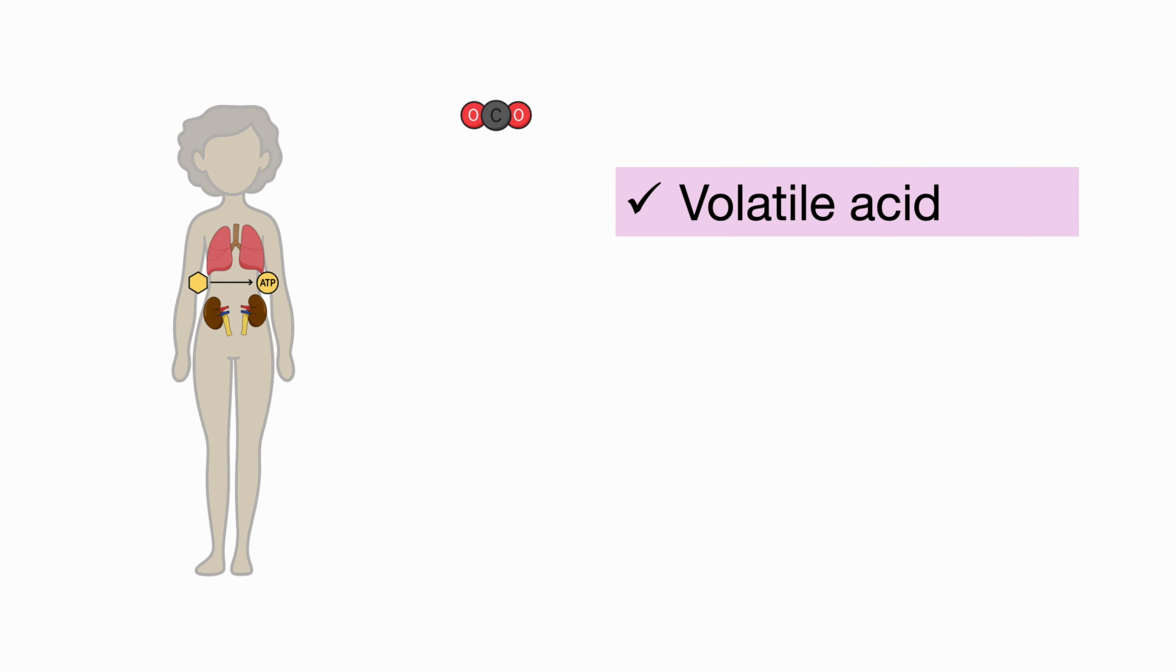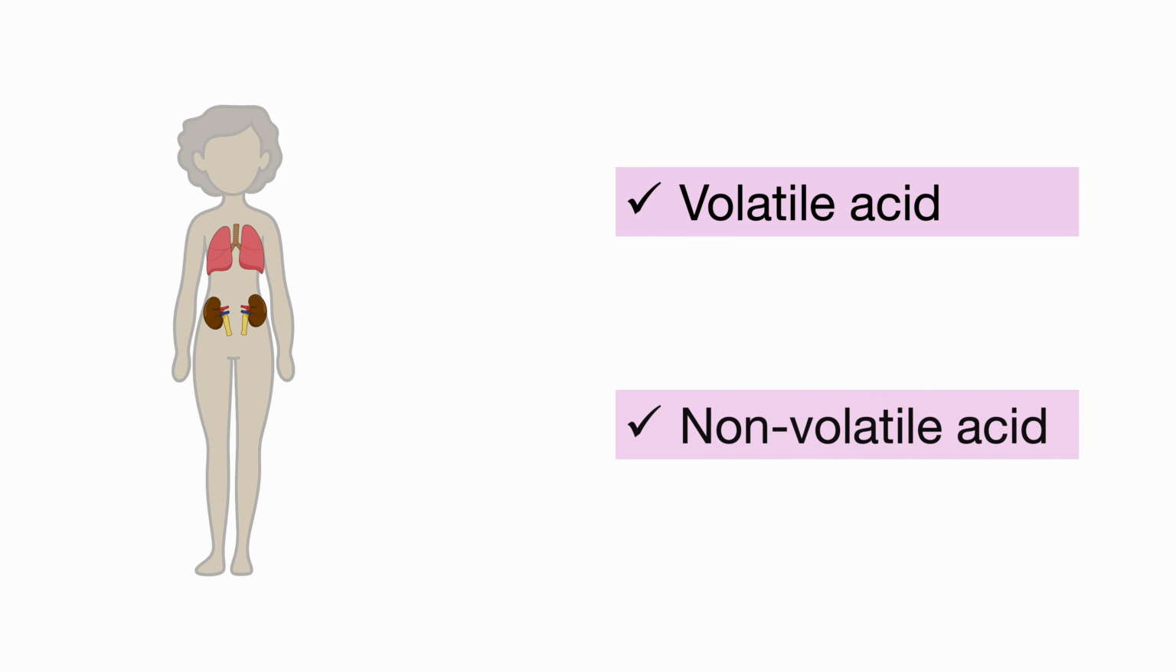The other is non-volatile acid, like sulfuric and phosphoric acids from protein metabolism, which cannot be removed by the lungs. The acids generated in this process must be eliminated by the kidneys.